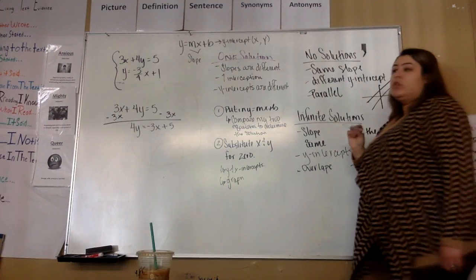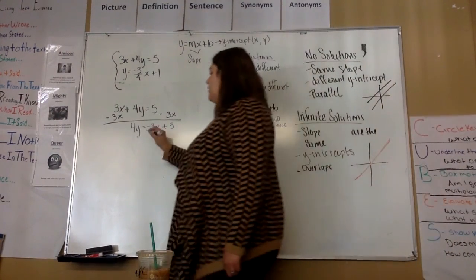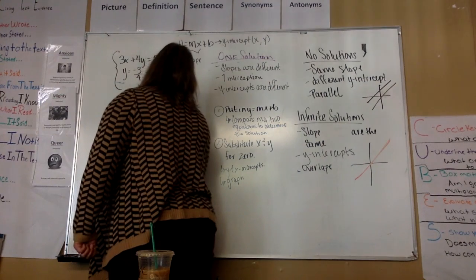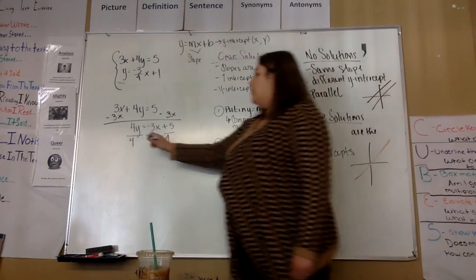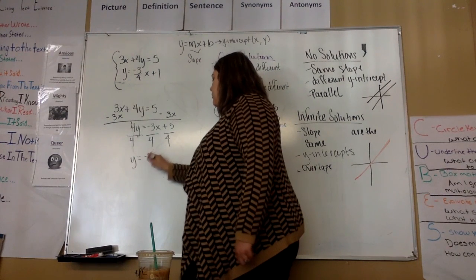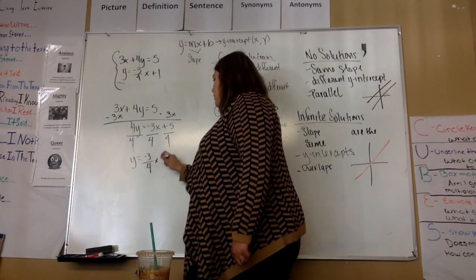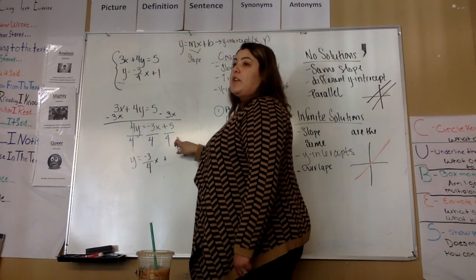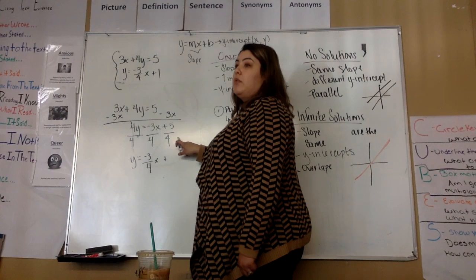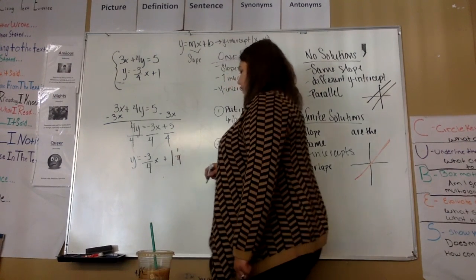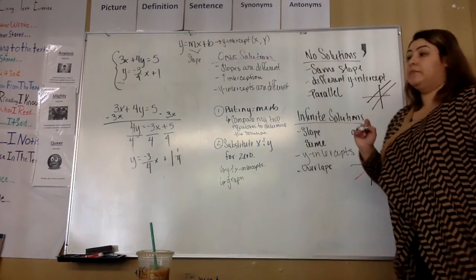Okay? Is my y on its own? No. What do I need to do? Divide it by 4. And anything I do to one side, I have to do to the other. So y equals negative 3/4 x plus 5/4. Is this an improper fraction? Yeah. So what would it be? 1 and 1/4, as a mixed number. Yes.